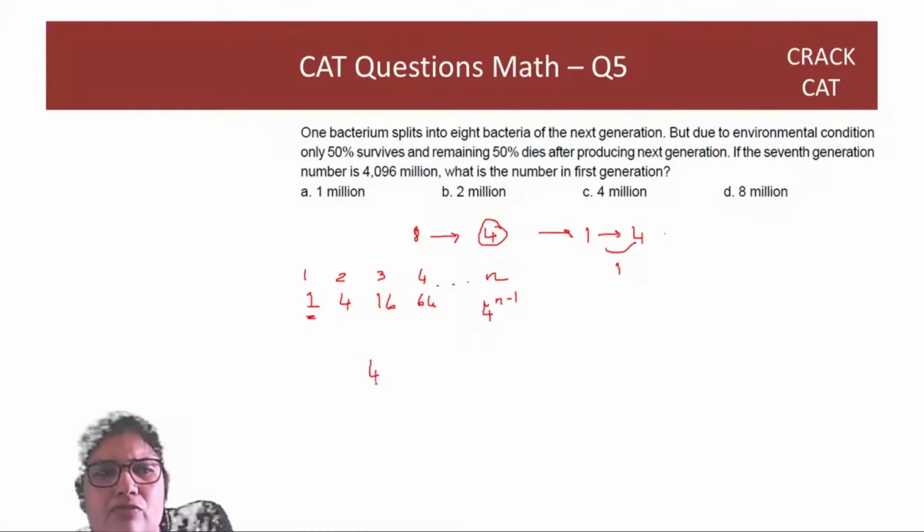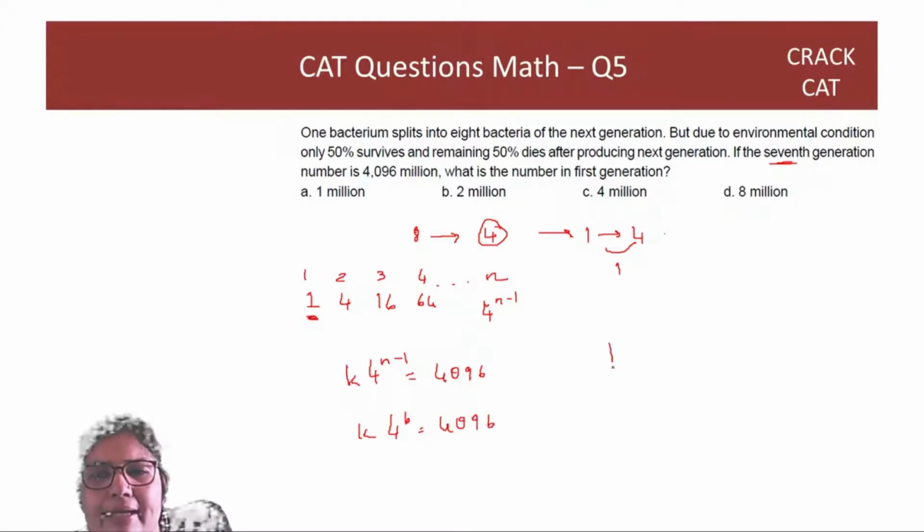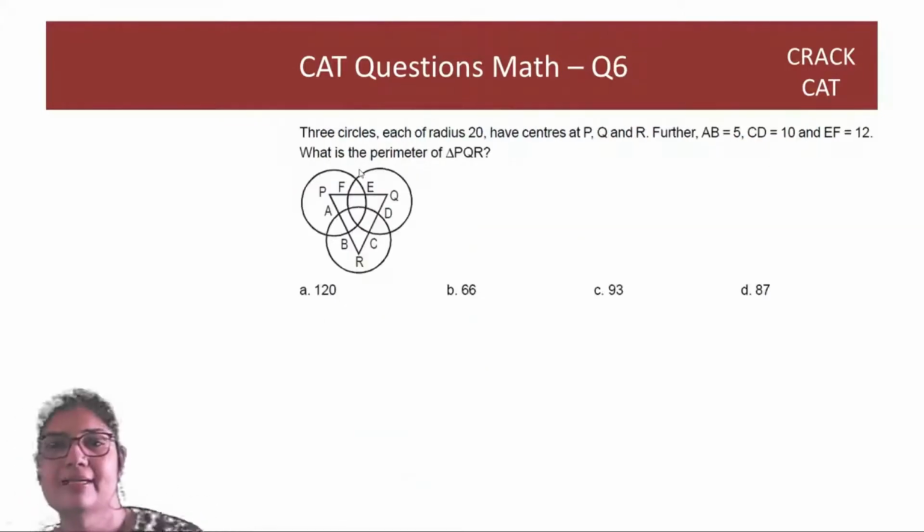So this is what you need to solve: 4 raised to n minus 1 into the beginning quantity k is equal to 4096. And since it is the 7th generation, your n is 7, you're basically looking at 4 raised to 6 is equal to 4096 and hence k is equal to 1, because 4 raised to 6 itself is 4096. So k is equal to 1 million. Answer is option A. Great. Sixth question.